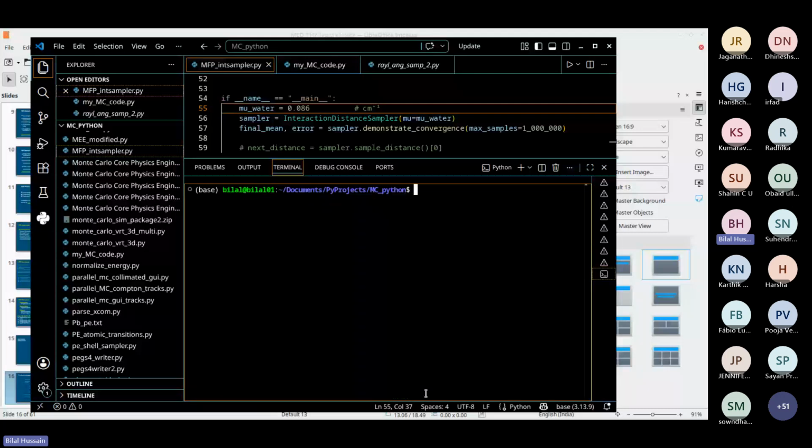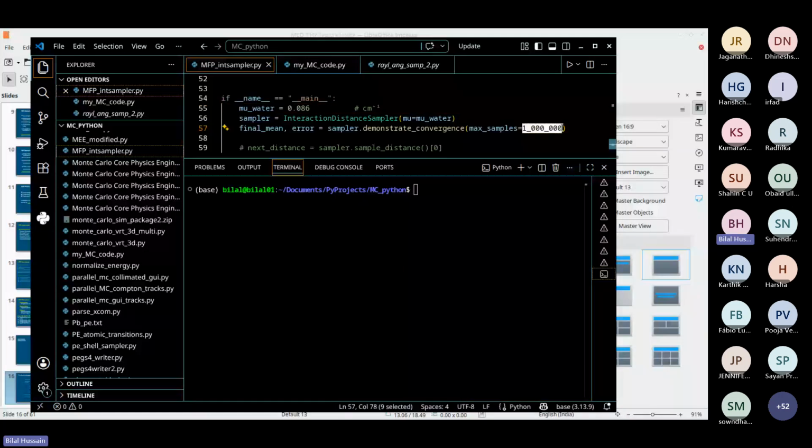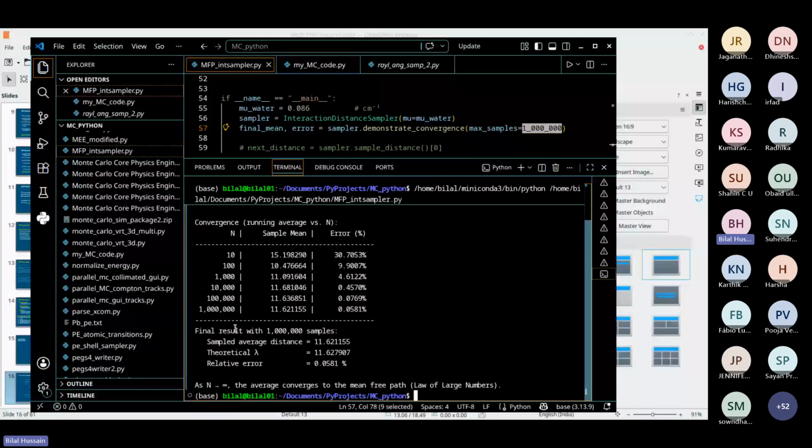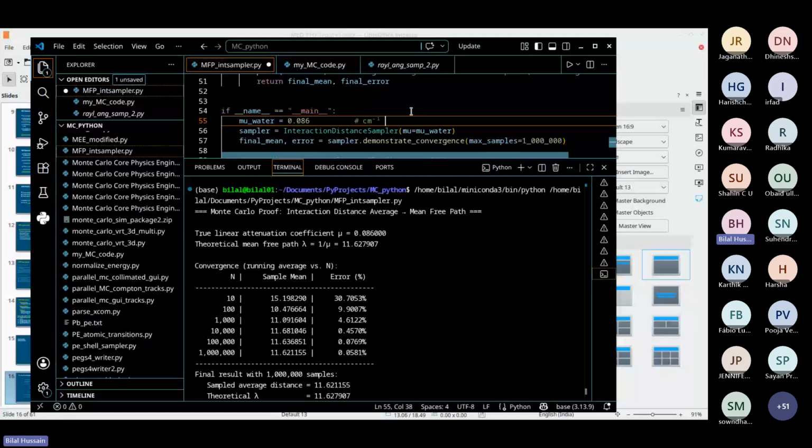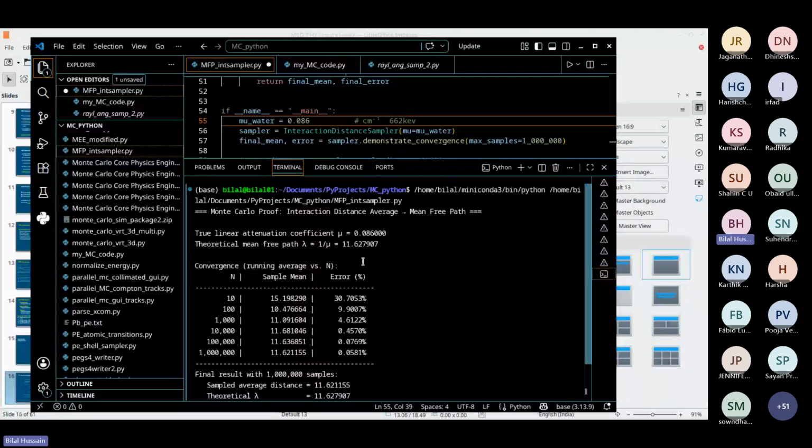I'm calculating for a maximum sample of 1 million. If I do a 1 million sampling, you can see here the mean free path I calculated theoretically is 11.627 cm. This is for 662 keV. This photon has 662 keV, for which I have a mu of 0.086. I use this as an input. The maximum sample I'm using is 1 million. So from this output table, what I intend to get is 11.627.